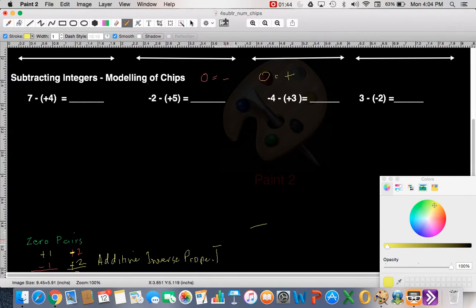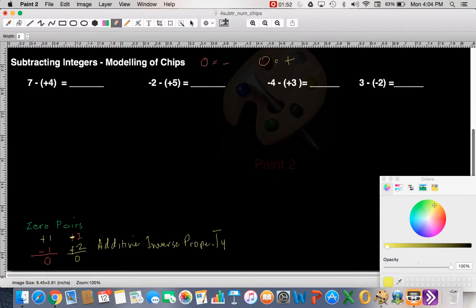Now, here, with the zero pairs, we'll be using a lot of negative and positive pairs, and we cancel them, and it is 0. So those are what we call zero pairs.